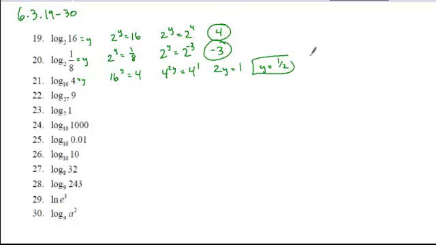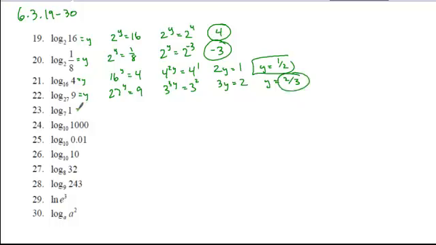In problem 22, we take our base 27 to the power of y is equal to 9. Rewrite each of these using the same base. The common base, in which each of these can be rewritten in exponential form, would be 3. 27 is 3 cubed to the y equals 9, which is 3 squared. Therefore 3y has to equal 2, and when you solve for y, you get 2/3.